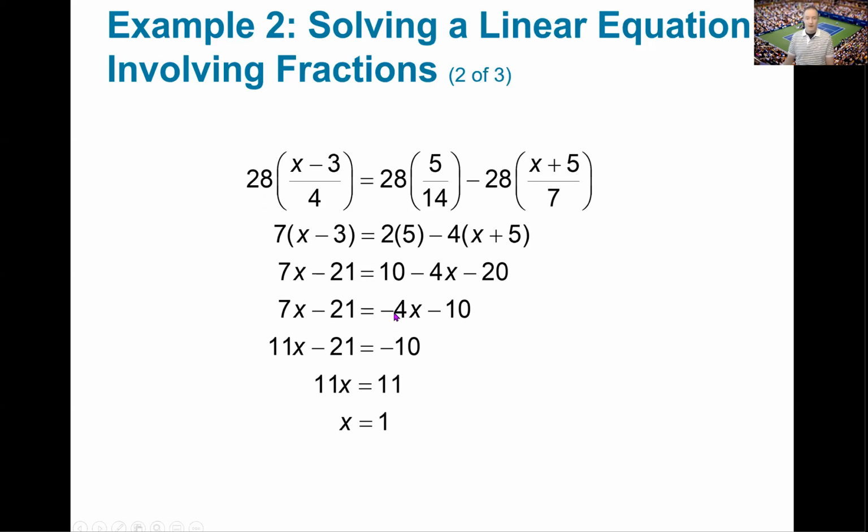Then I can say, well, if I wanted to gather the x on the same side, I would add 4x to both sides. And notice I didn't show the plus 4x plus 4x. I'd rather you not. You can just go to this without showing that. You can put the plus 4x on each side if you like, but it's better not to. So now I have 11x minus 21 equals negative 10. I add 21 to both sides. Negative 10 plus 21 is 11. Now we get 11x is equal to 11. We can divide by 11. We get our final solution of 1.